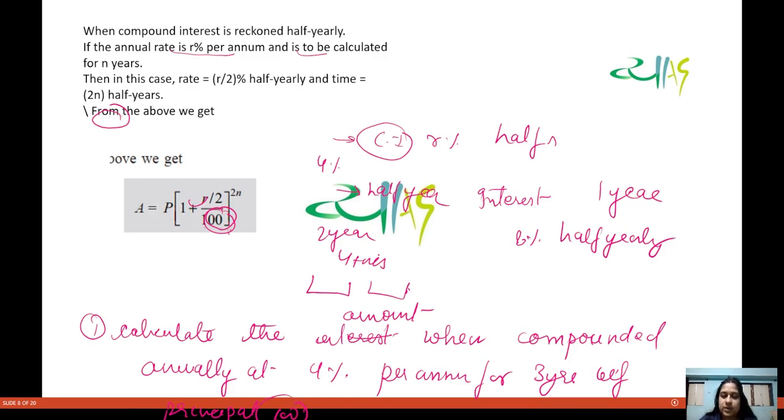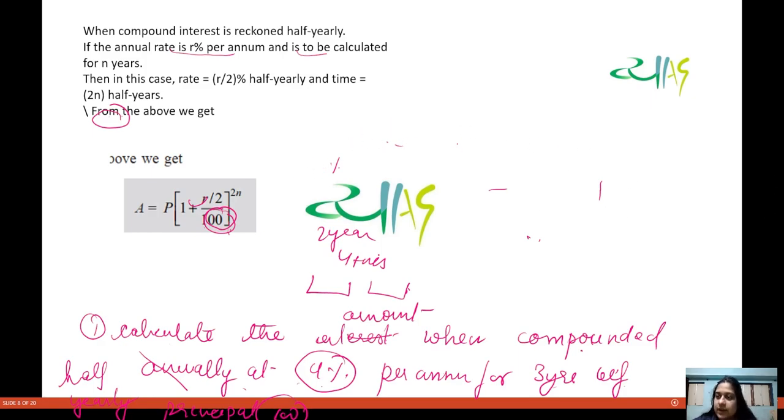And the next question is calculate the amount when compounded half yearly at 4% per annum for 3 years if principal is 100. Okay, so let's see how we can do this.